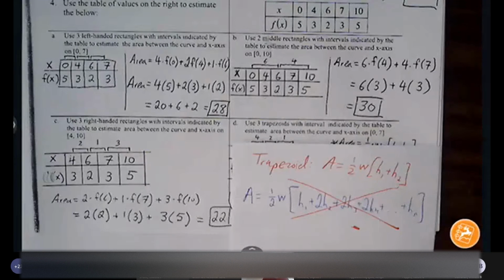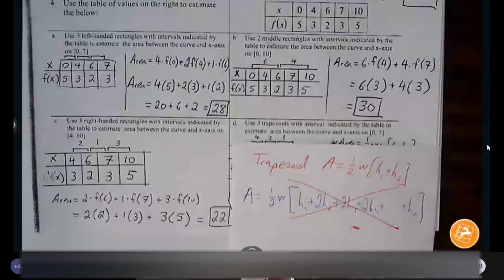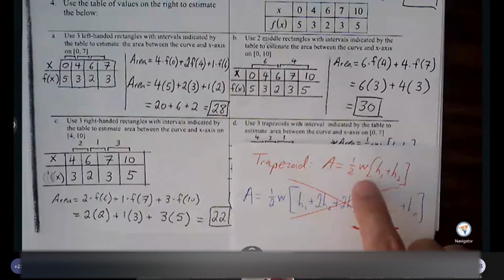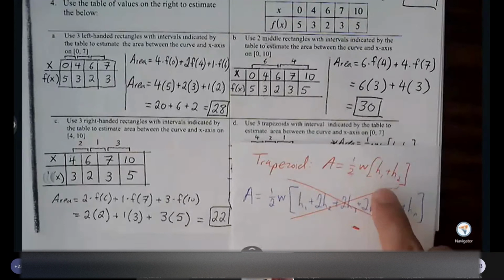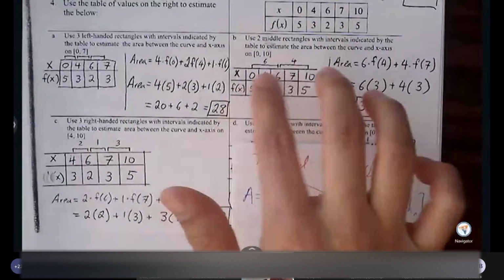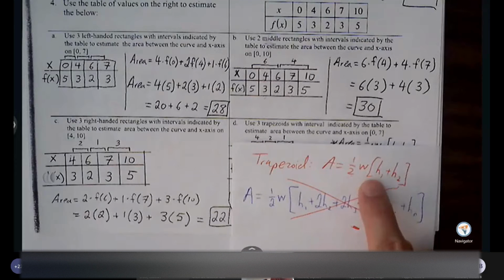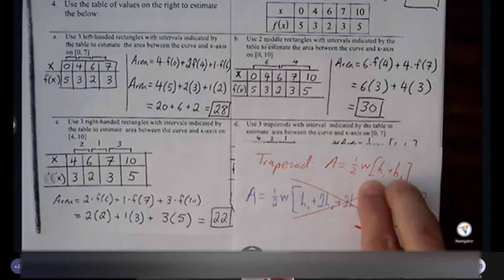All right, part D, use 3 trapezoids to find the area. Trapezoids have a different area formula. It's not width times height. It's a little bit more. It's 1/2 times width times height 1 plus height 2. So you find the width the same way as before. Create your brackets, subtract your intervals, and get your width. But the difference is that we need to pick off 2 height values for each subinterval. And you're just going to pick off the left and the right height of each subinterval.